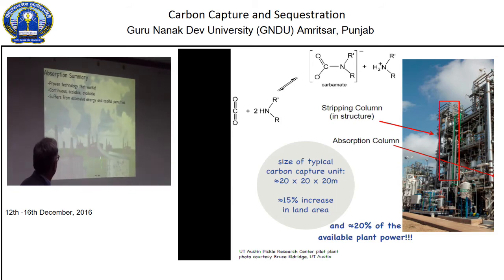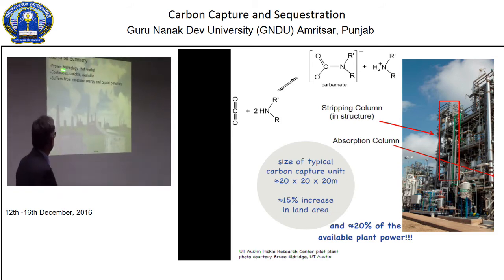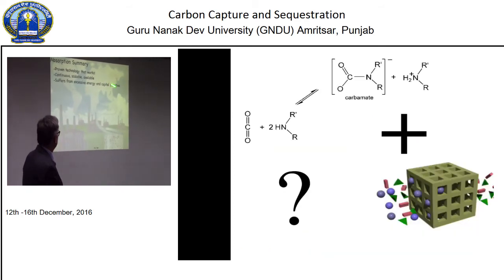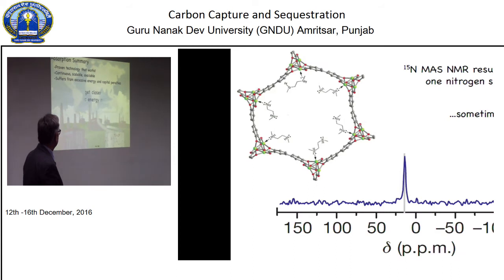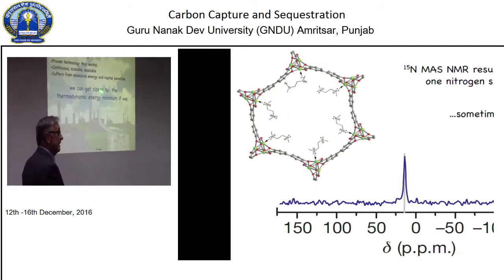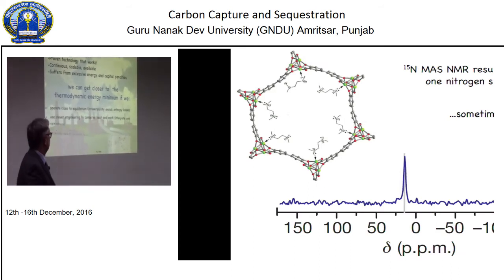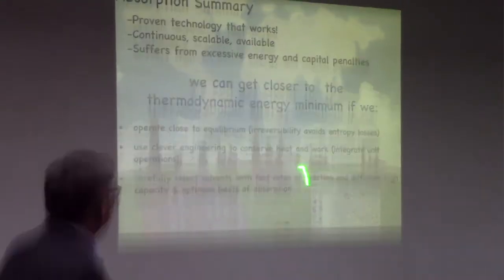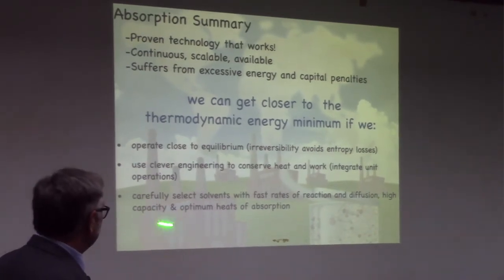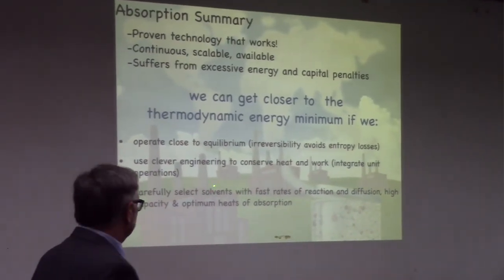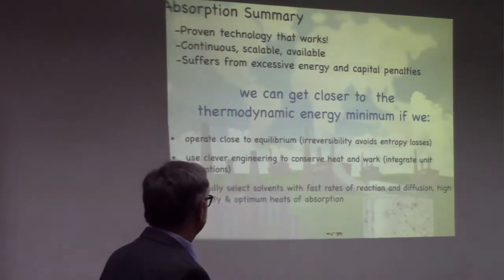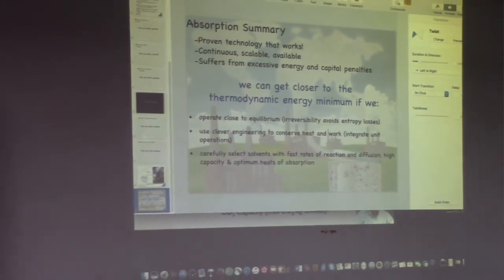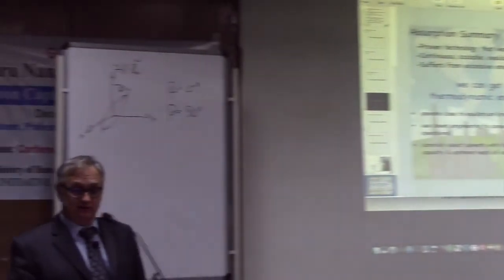Okay, the absorption summary. It's proven technology that works. It's continuous. It's scalable. It's available. You can buy it today. It does suffer from these excessive energy and capital penalties. And we can do better and get closer to the thermodynamic energy minimum if we operate close to equilibrium, if we use clever engineering in the design of the unit, and of course choose the right kinds of solvents. And I've emphasized mainly this last point. So that concludes our section on absorption as a scheme for conducting carbon capture.